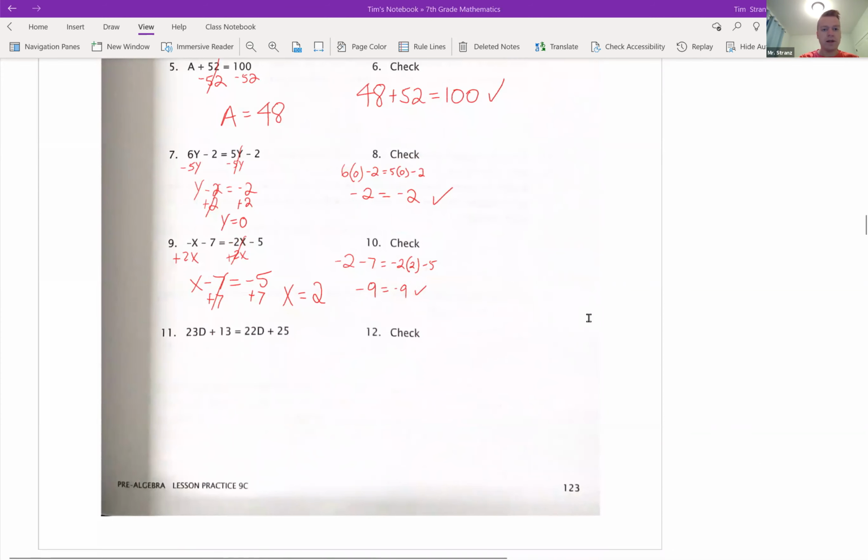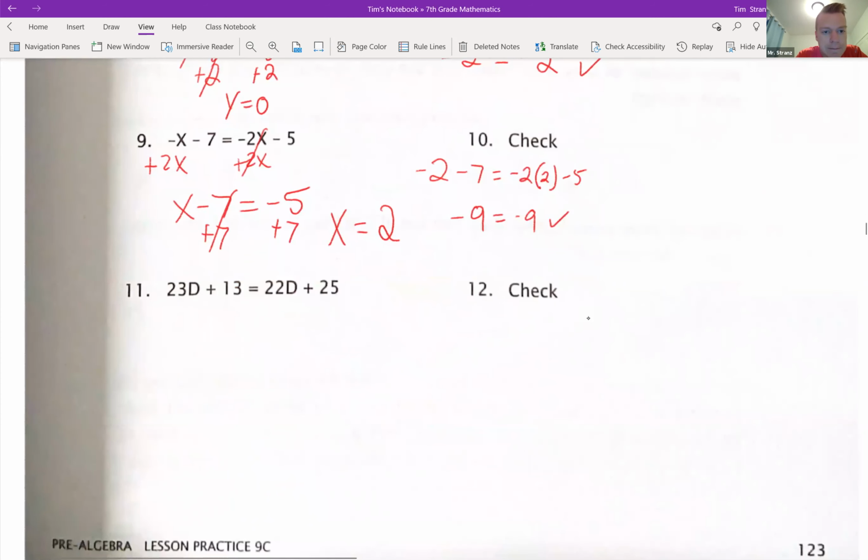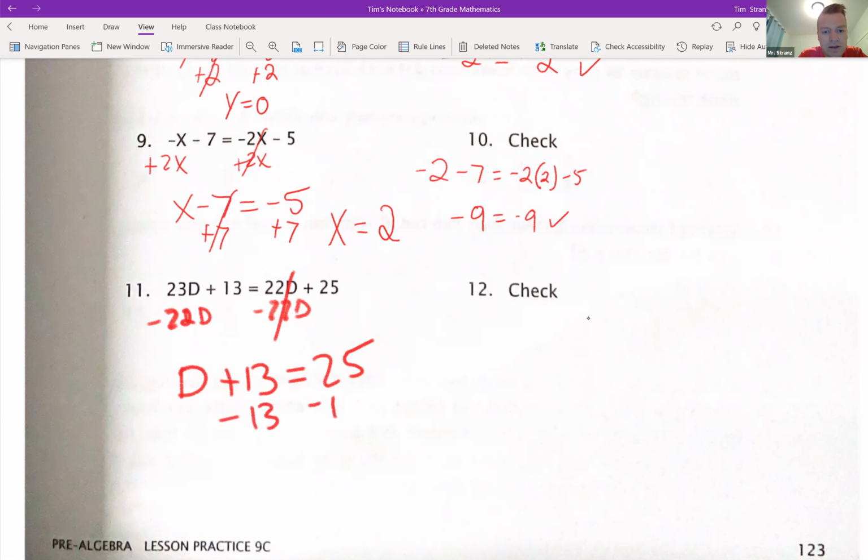So if we look at number 11, we need to get one of these switched over. Okay, so I'm going to take my 22D and I'm going to move it over there. In order to do that, I'm going to subtract 22D from both sides. These cancel out. 23D minus 22D leaves you with 1D. You have 13 remaining on this side, and on the other side you have 25. To get D by itself, I'm going to subtract 13 from both sides, and I'm left with D equals 12.